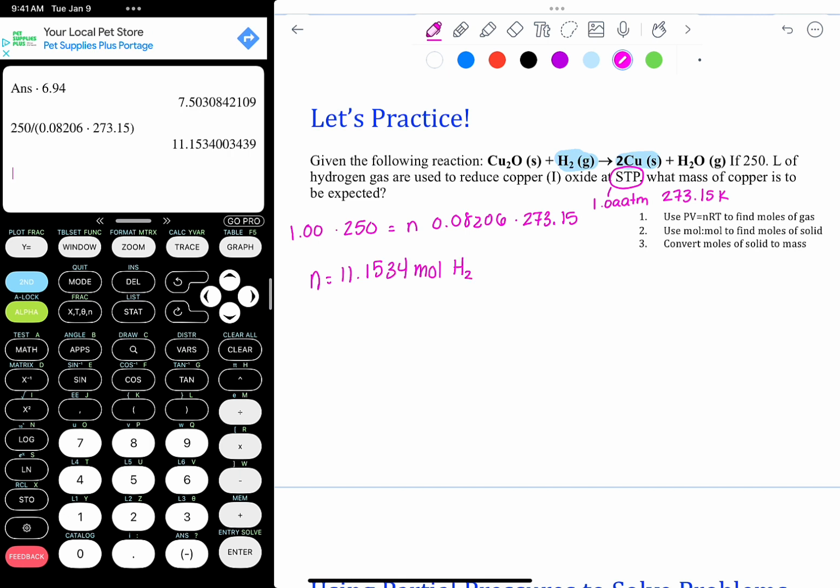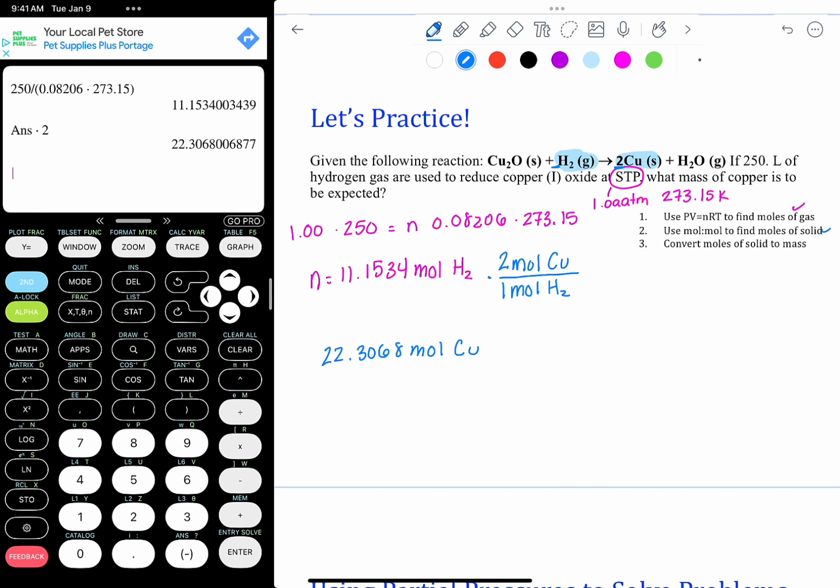So that's step 1. Now we can use our mole to mole ratio to solve for moles of copper. So for every 1 mole of hydrogen gas, which I got from my balanced equation, I get out 2 moles of copper solid, which I also get from my balanced equation. So I'm going to take that 11 and I'm going to multiply it by 2. And we get out 22.3068 moles of copper. So that is step 2 complete.